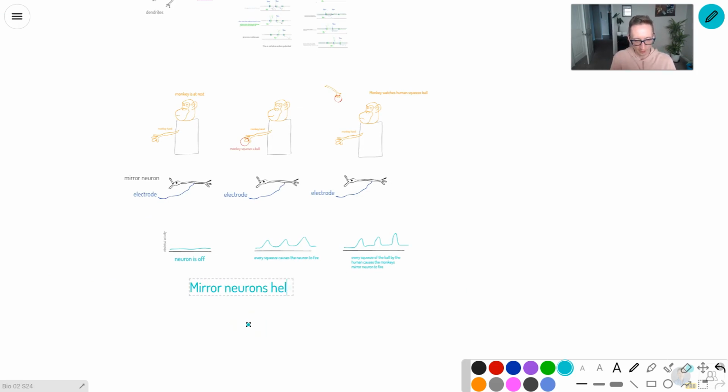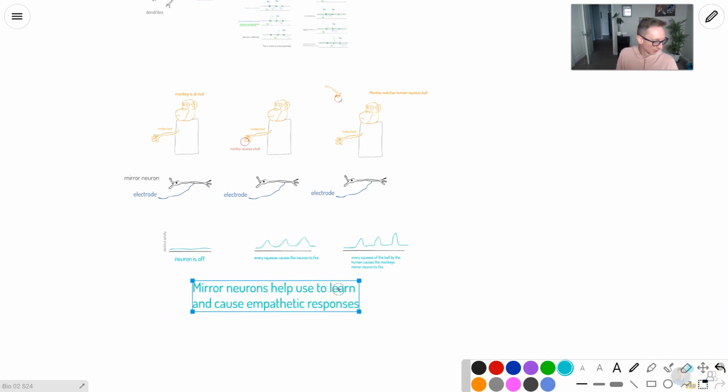Mirror neurons help us to learn and cause empathetic responses. I'm a pretty empathetic person. Somebody starts talking about one of their family members dying or being diagnosed with cancer or overcoming something, or I relate heavily to people being accepted or accepting others for who they are, or overcoming terrible odds and abuse and situations like that. That will heavily trigger my empathy, and sometimes it will cause me to cry, even though it's not happening to me, and it's not happening to them currently. And that's because my mirror neurons are firing.